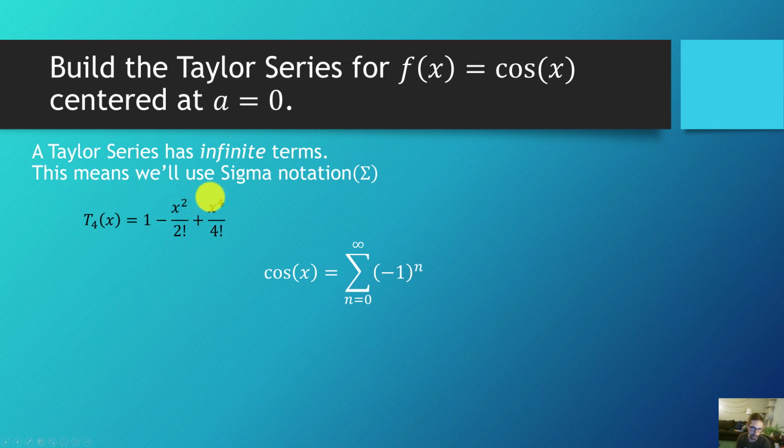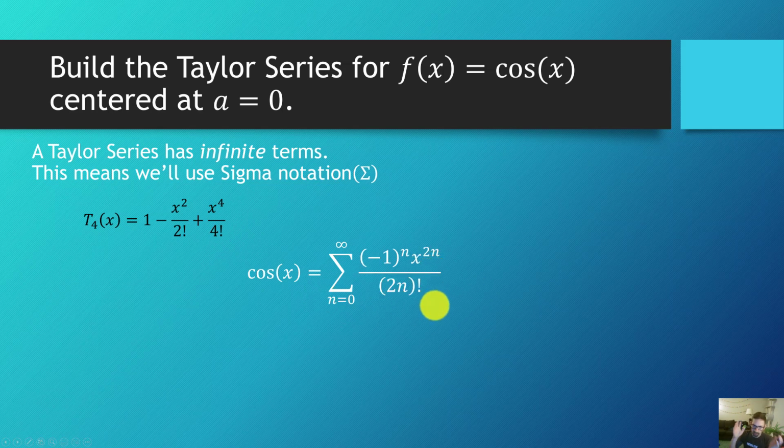We have 0, 2, 4. If I wrote another term, it would be x to the 6th. So to write even powers, that would be x to the 2n. And then the last part is that we're also dividing by that same number, but with a factorial outside. So we're going to write the same thing, 2n, but with a factorial at the end. And there we have it. That's our Taylor series for cosine x. It's an infinite number of polynomial terms that all add up and converge to cosine.